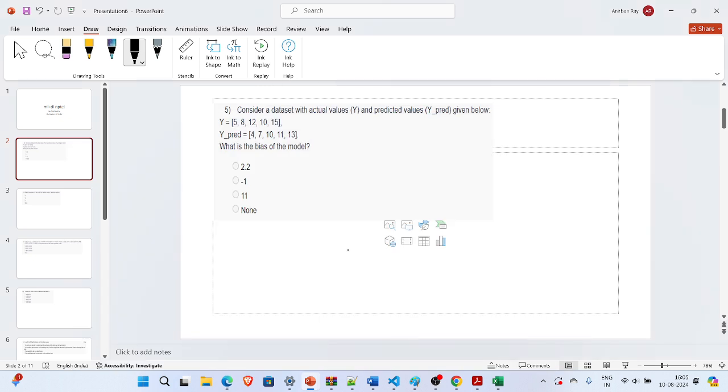So we need to find the bias of the model. For that, we need to calculate y prediction minus y actual for every one of them. So what do you get? 4 minus 5 is minus 1, and this is also minus 1, then it is minus 2, and then it is 1, then it is minus 2. So this is the array of values of y prediction minus y.